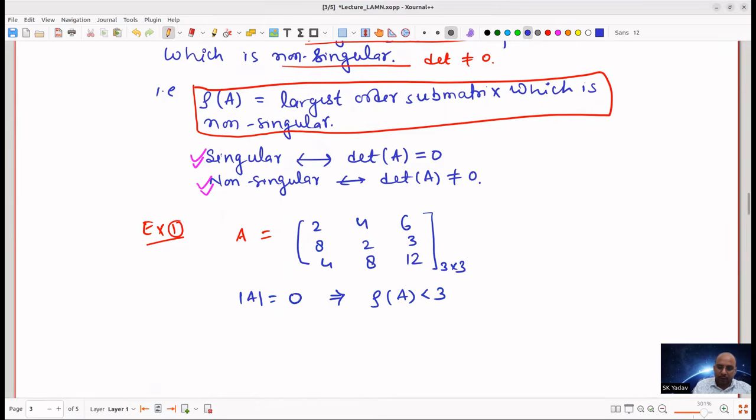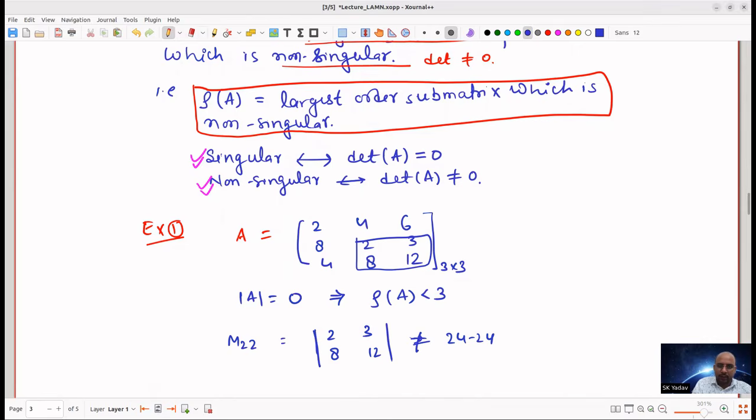Now I need to find out submatrices of order 2 cross 2. So if I take any block of 2 cross 2, let's say take this one, I have, let's say, M22, and this is 2, 3, 8, 12. What is det of this? It is non-zero. No, it is 0. 24 minus 24 is equal to 0. So this is 0 here.